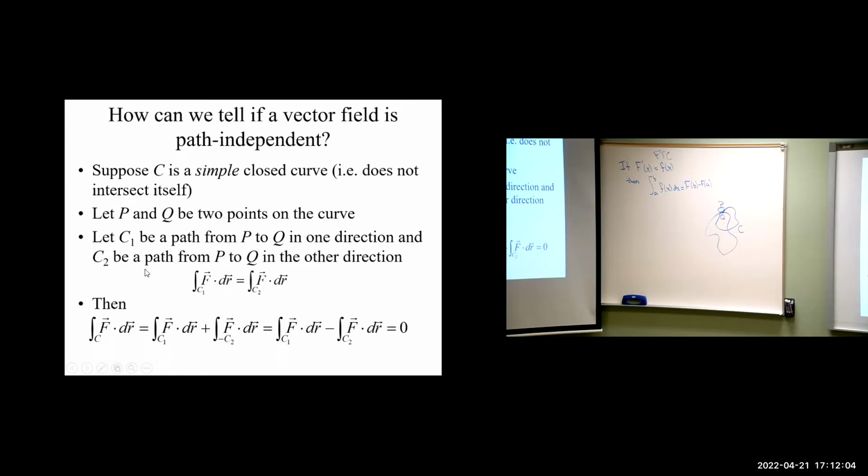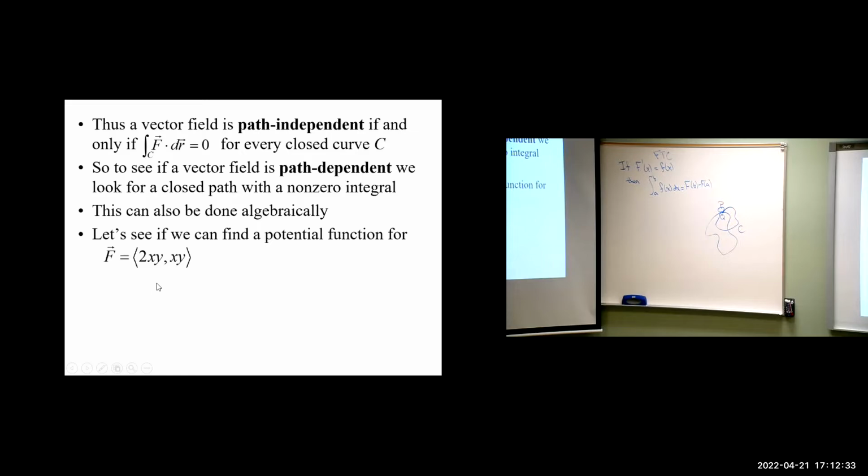I don't want to spend a lot of time on it because this is great, but this isn't something we can show. We can't test every possible closed path. It's not possible. Now we can show that it breaks down if we found one non-zero closed path, but that doesn't help us as far as showing that something is a gradient field. So let's talk about doing it algebraically.